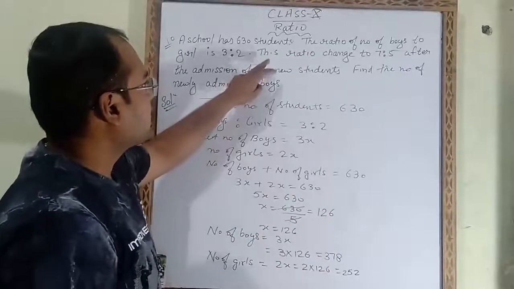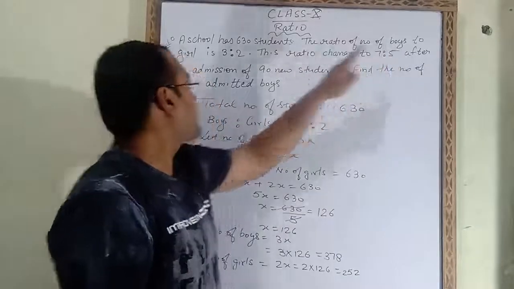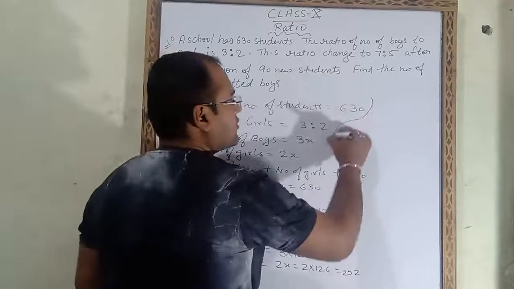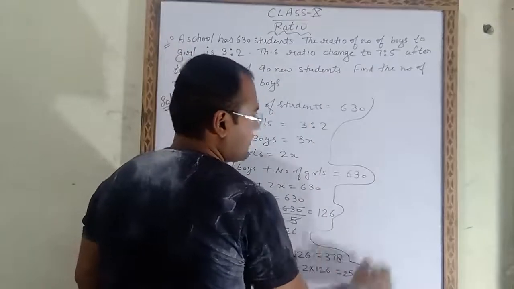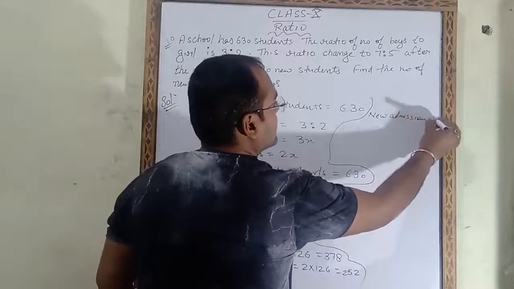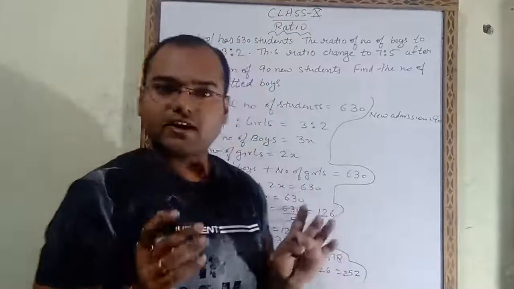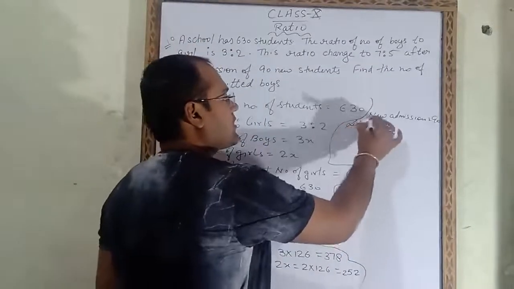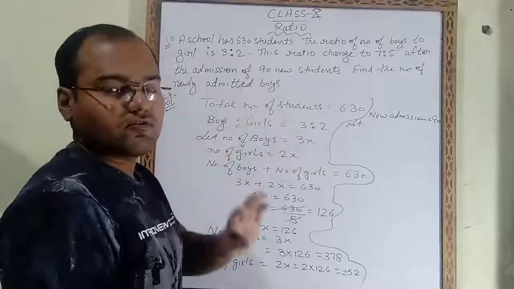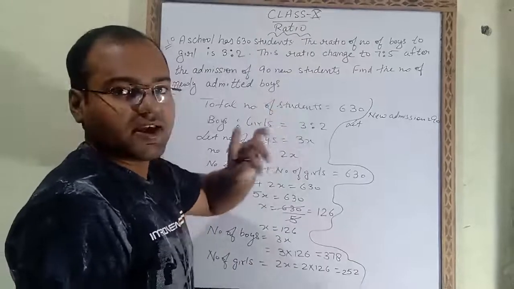Now, this ratio changed to 7:5 after the admission of 90 new students. So new admissions are given. How many new admissions were there? 90. In these new admissions we don't know how many are boys and how many are girls. So what we have to find here is the number of newly admitted boys.